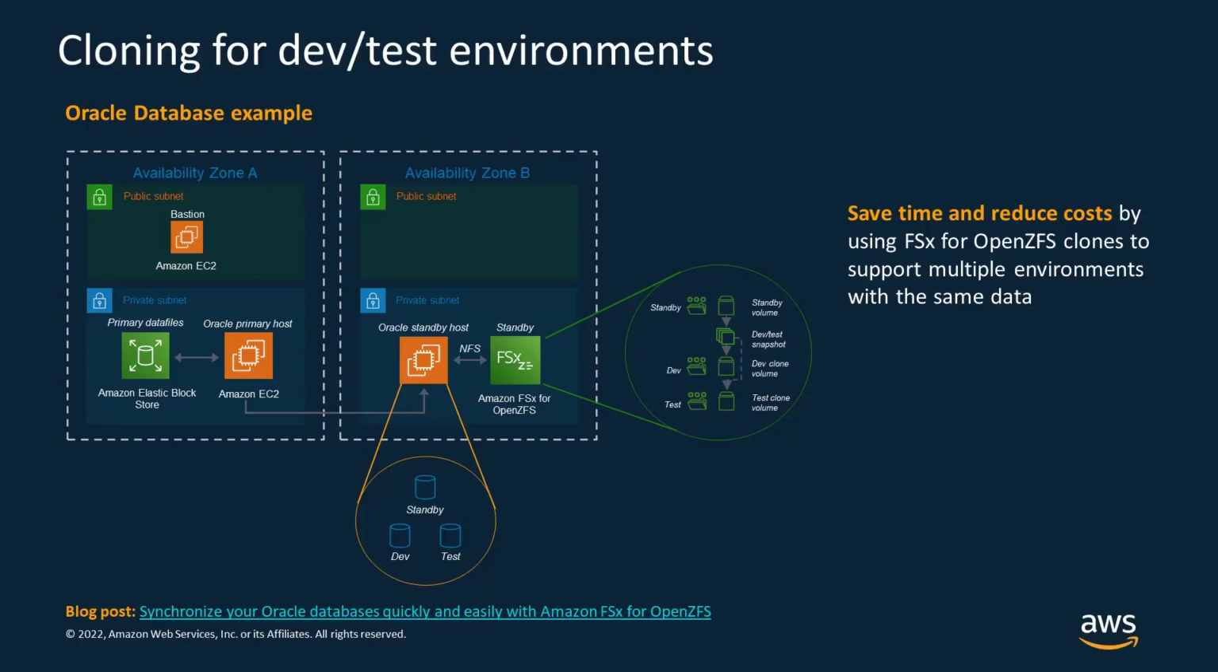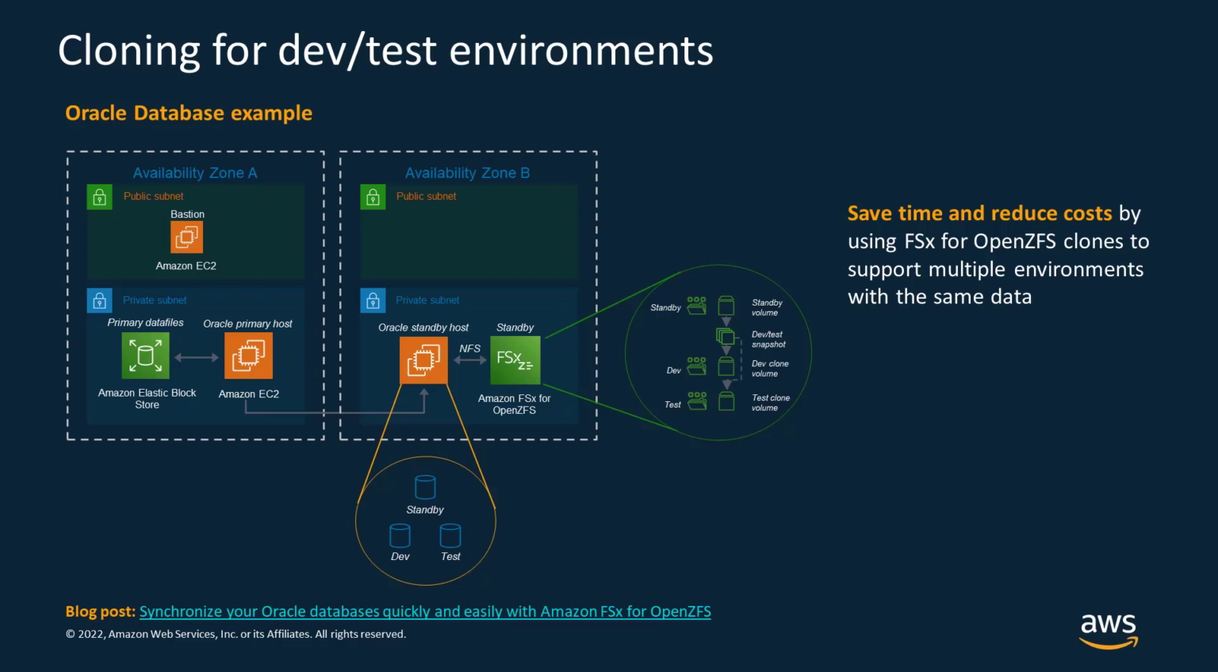In this setup that we illustrate here, you're actually able to use the standby host for productive use, using it to power your parallel dev, test, and standby environments. In the bottom circle, you can see that on the standby host, we're running the standby database, the dev database, and the test database. And in the right circle, you can see the storage configuration that is powering those database environments. The standby database is powered by the standby volume that is on the FSx for OpenZFS file system.